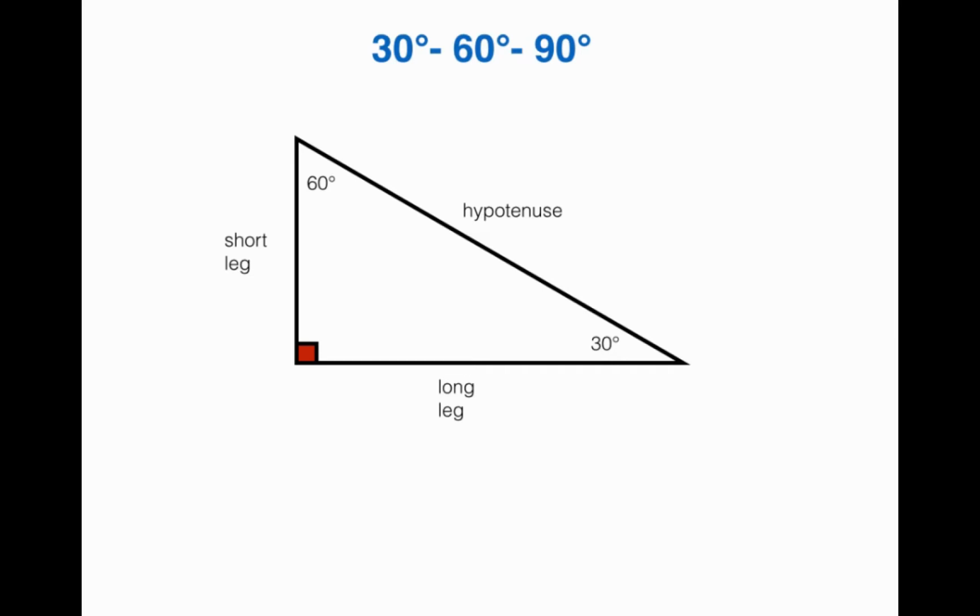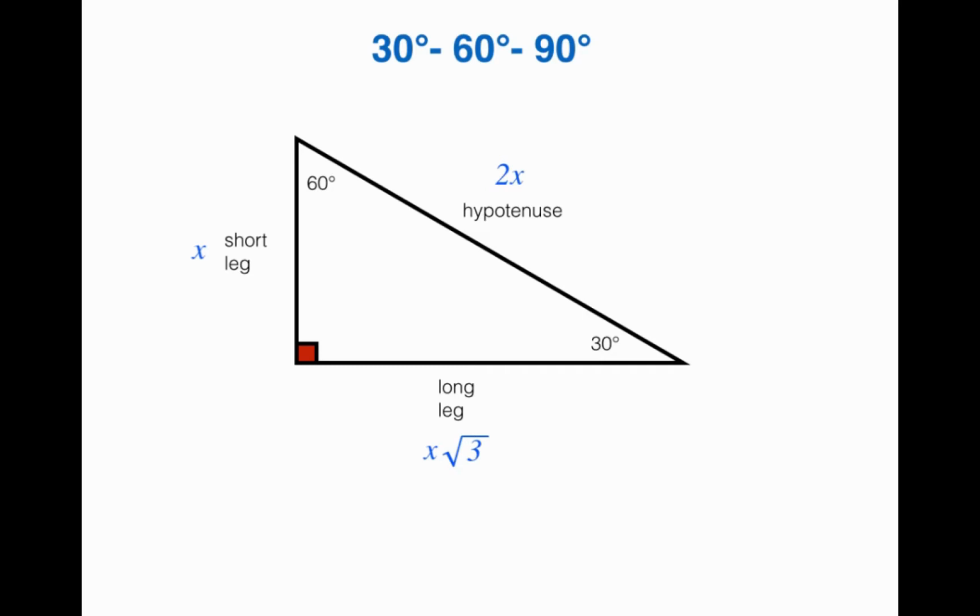Now remember, when I say long leg, I don't mean longest leg. The hypotenuse will always be the longest side in a right triangle. This is the pattern. I'm going to call the short leg x. The long leg is x square roots of 3, and the hypotenuse will be 2x.